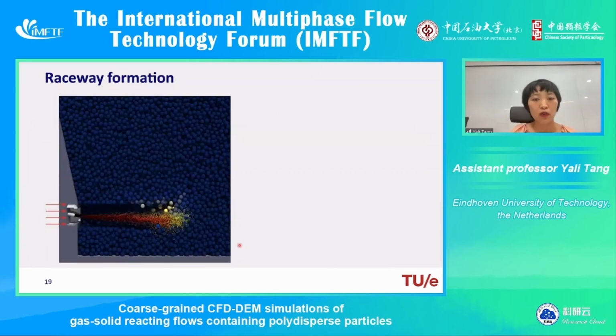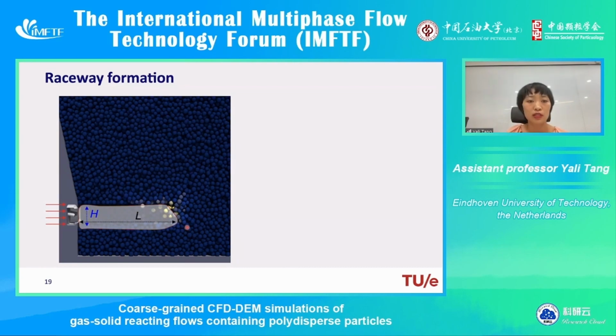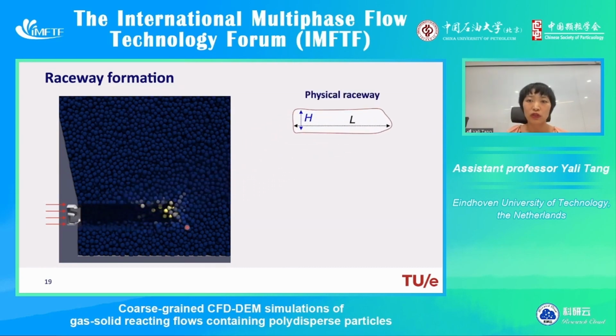And of course, we are not satisfied with qualitative results. We want to quantify the size of the raceway. What we do is we remove the coal particles, where then we identify the area with the void fraction around 0.7. So we identify this area, then we should be able to measure the height and length of this area. This is what we call physical raceway.